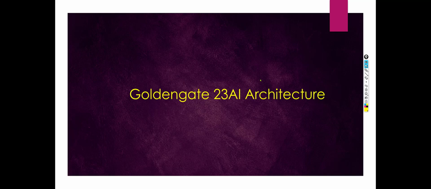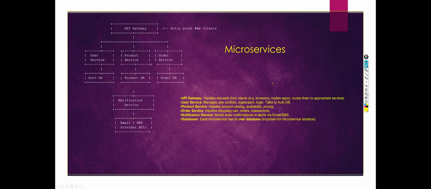Hey guys, in this session let us see the high level of Oracle GoldenGate 23 AI architecture. So we'll see the difference between the older architecture and the current architecture. Oracle has completely changed the way Oracle GoldenGate behaves in the current architecture compared to the older architecture. So Oracle has shifted from classic architecture to microservices.